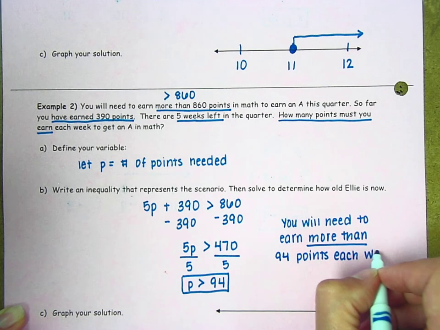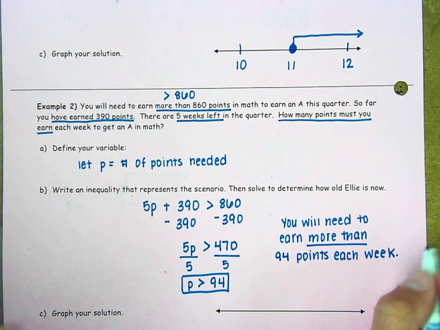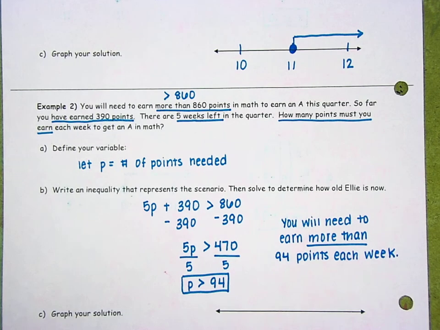It's very important for you to keep in mind what language in your word problem gave away what inequality symbol you chose to use, because that wording can really make or break your answer at the end. We can't say 94 points or more, because if you earned 94 points, you wouldn't have more than 860 points. You would have exactly 860 points.